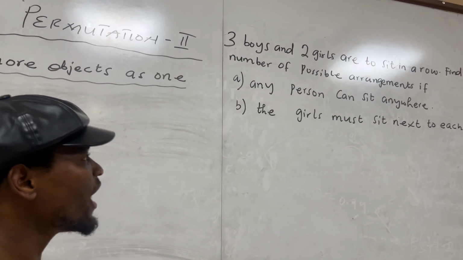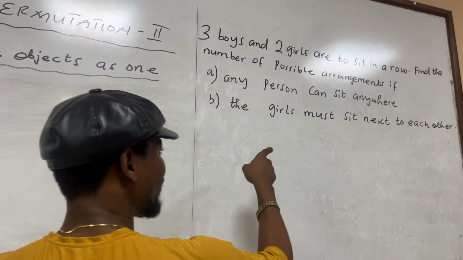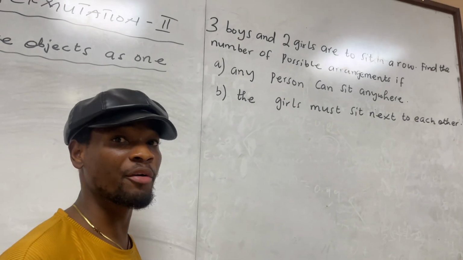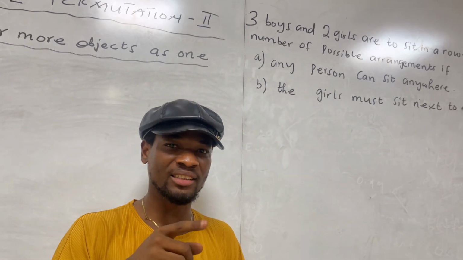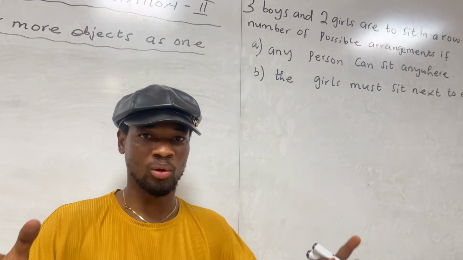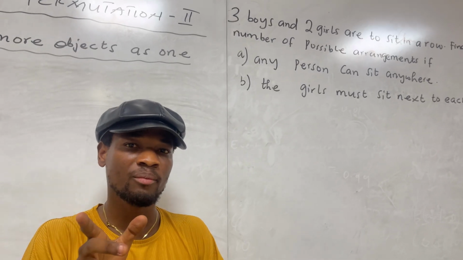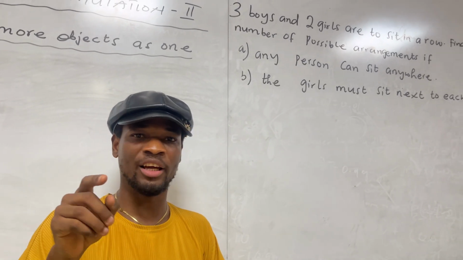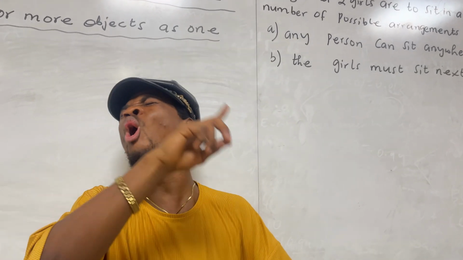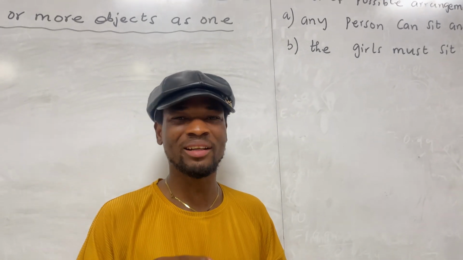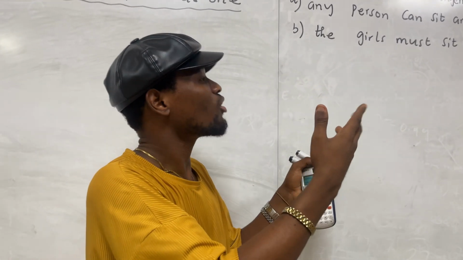A, any person can sit anywhere. B, the girls must sit next to each other. This is very trivial. Remember, I gave you a hint. Whenever you are given permutation questions and they don't talk about the r, in other words, the r is silent, assume that n is equal to r. Why? Because we are taking into account all the items or the human beings.